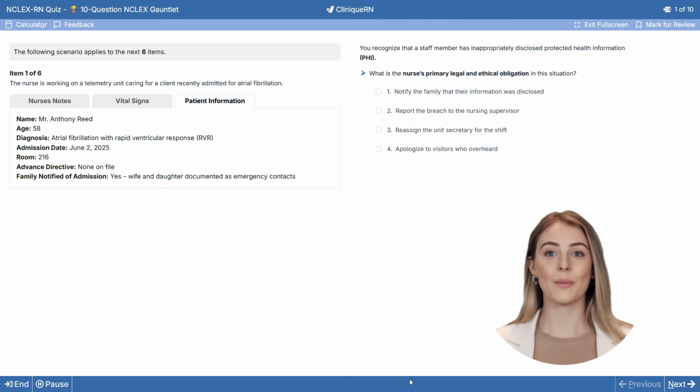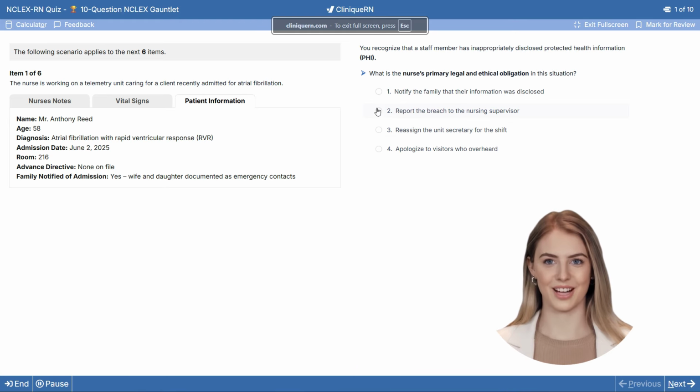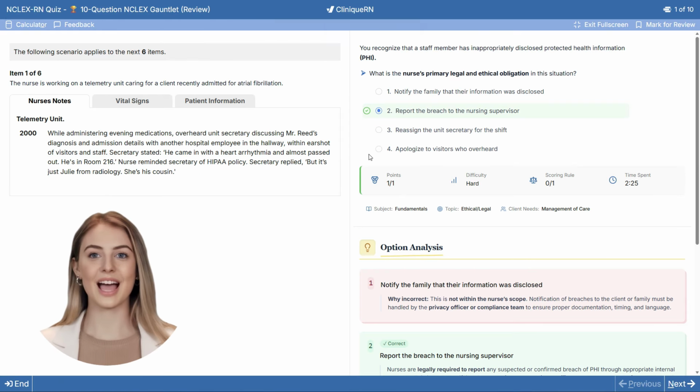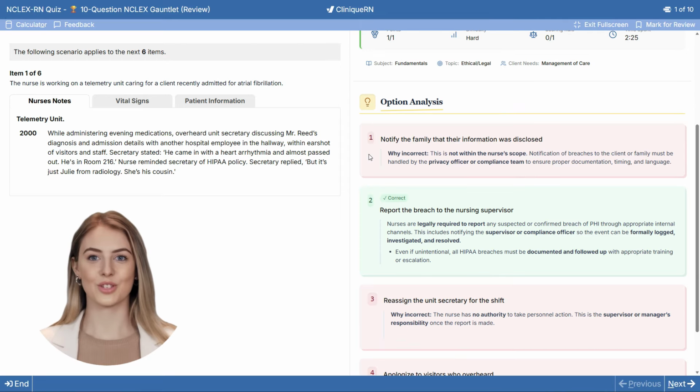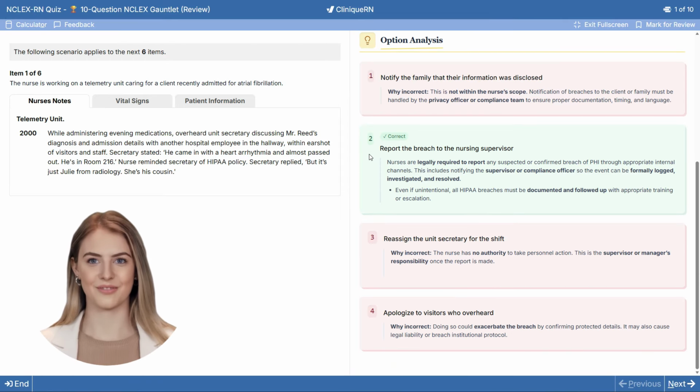Option 2. Report the breach to the nursing supervisor. That's your correct answer. Nurses are legally obligated to report any suspected or confirmed breach of PHI to the appropriate chain of command, usually your nursing supervisor or privacy officer. Even if the breach was unintentional or seemed minor, it still has to be documented and reviewed.